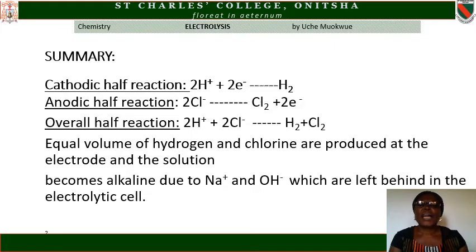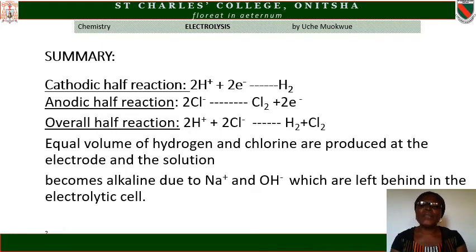Summary: cathodic half reaction. Two hydrogen ions gain two electrons and are deposited as a molecule of hydrogen. Anodic half reaction: two chloride ions lose electrons and are deposited as a chlorine molecule. And for the overall reaction equation, we have two hydrogen ions reacting with two chloride ions to form a molecule of hydrogen and a molecule of chlorine.